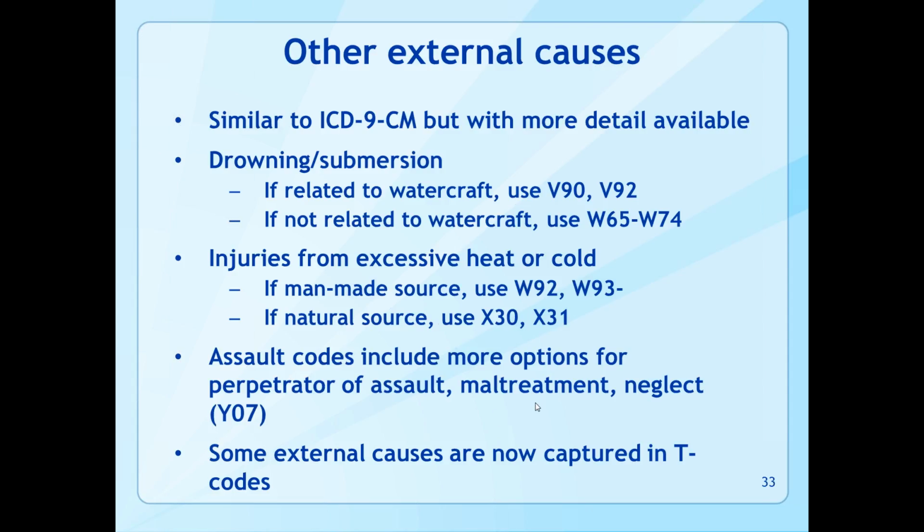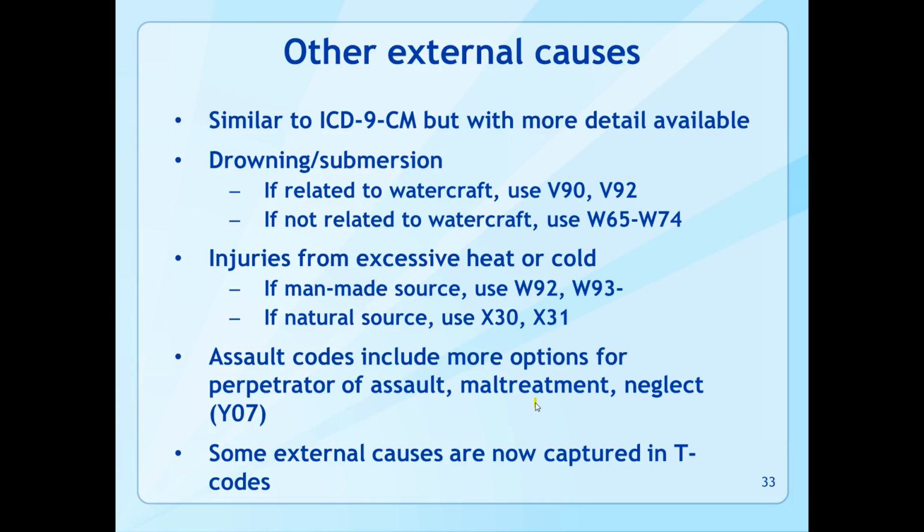Then the codes that you would use for excessive heat or cold from a man-made source are W92 or W93. If it's a natural source, like somebody is trapped outside at night and it's 10 degrees outside and they have hypothermia, if it was just that they were out in a very cold environment, then the codes you would use would be X30 or X31.